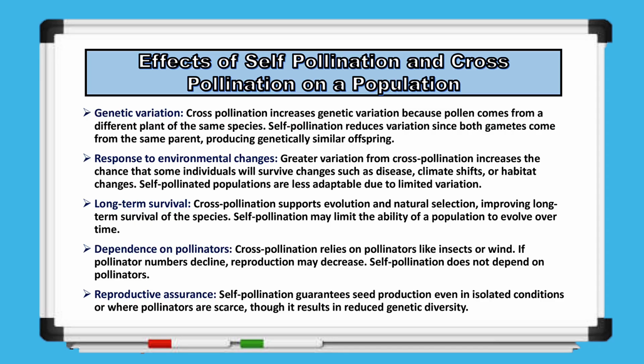Third, for long-term survival, cross-pollination supports evolution and natural selection because new genetic combinations are created over generations. Self-pollination, however, may limit the ability of a population to evolve over time because there is little genetic diversity.